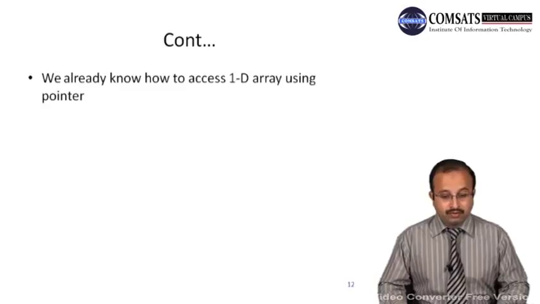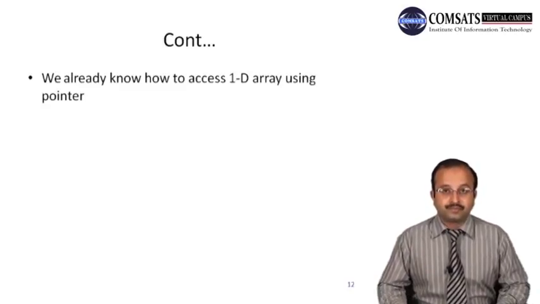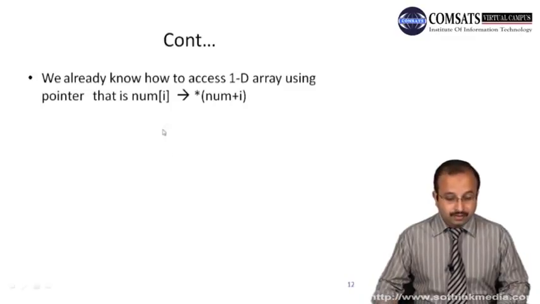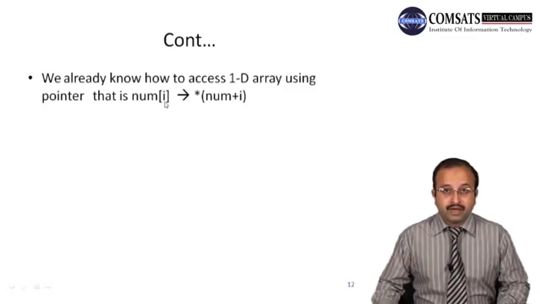So we already know how to access a 1D array using a pointer. ये पहले हम देख चुके हैं किस तरह से. That is, if we have an integer array, let's say num, then num of I will give you the value at the ith index in the num array. The same could be accessed using star of num plus I. So num is the base address of the array. You will add I to it, and then there is the star operator, so it becomes the value at this address. So both will give you the same thing.